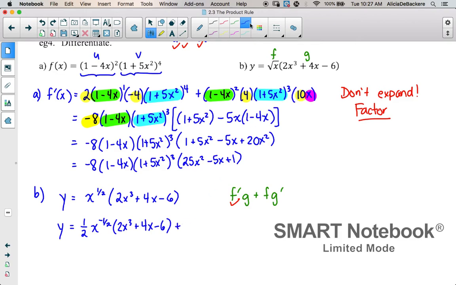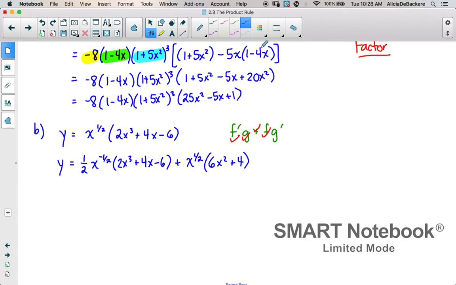And then I add. This time I'm going to write down f just as it is. You could change it back to a root if you want to. Eventually we're going to. And now I'm going to take the derivative of g. So we've got the f. Taking the derivative of g, I'm taking the derivative of the bracket, and so I've got 6x squared plus 4 when I take the derivative of that.